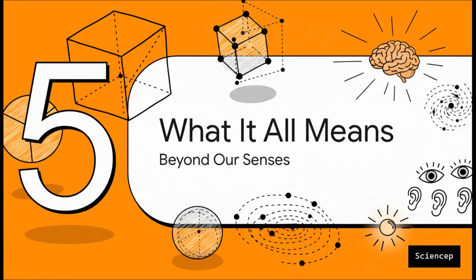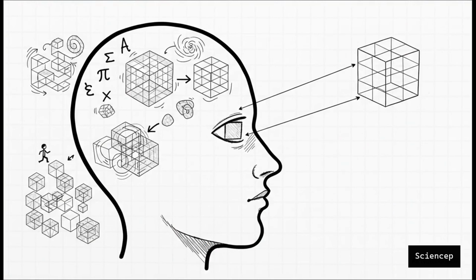So what's the big takeaway here? What does all of this really mean for us? Well, it tells us something pretty incredible about the limits of our senses, but also the power of our minds. Here's the kicker. We can't see in 4D, but honestly, we don't even really see in 3D. Our eyes have flat 2D retinas. Our brain is just this amazing supercomputer that takes two flat pictures and builds a rich 3D model of the world in our head.